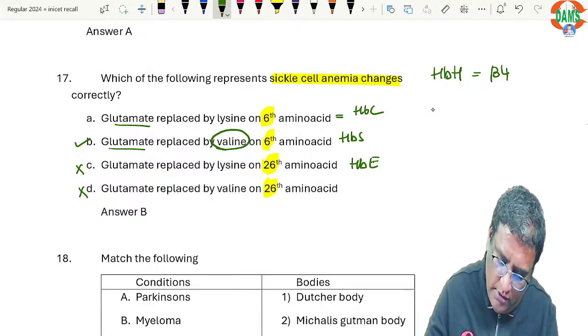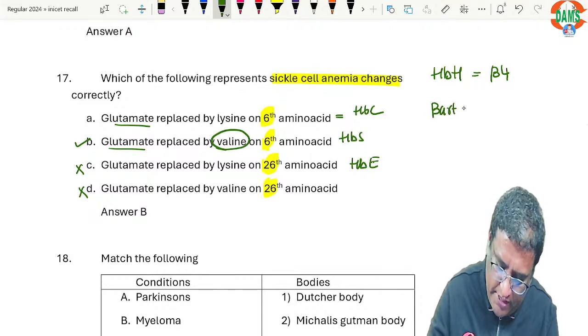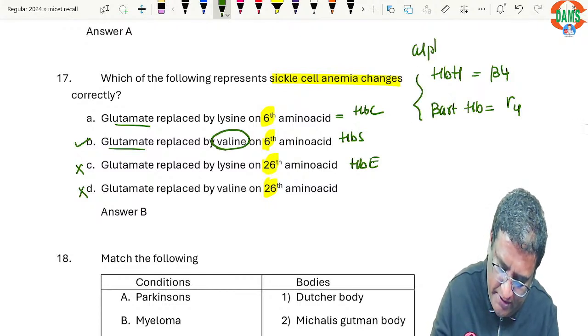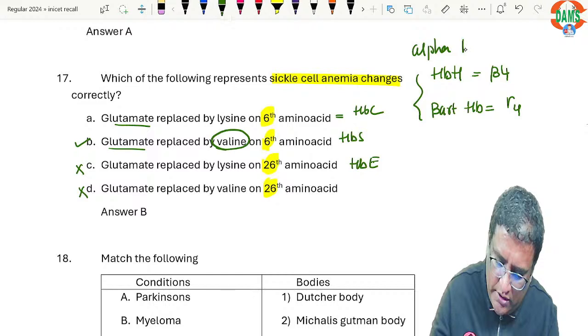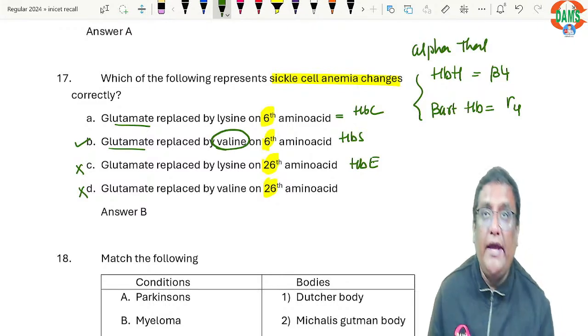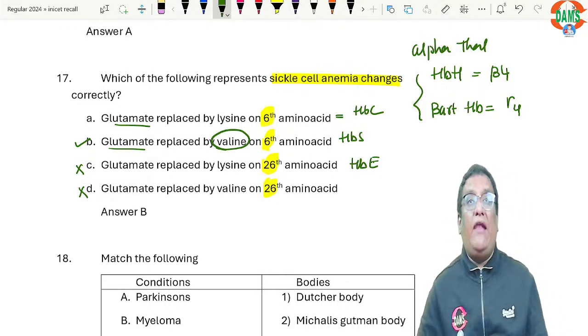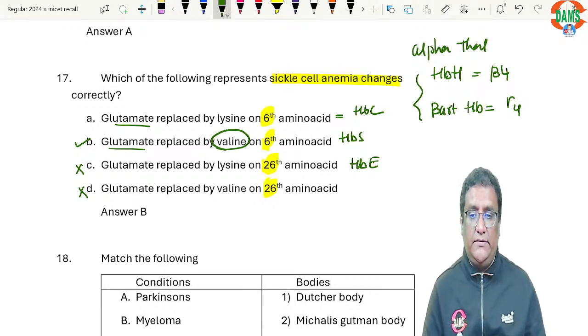There is one more, Bart hemoglobin. Bart hemoglobin is a gamma tetramer. Both of these are seen in alpha thalassemias, which are rare in India. In beta thalassemia, we see alpha tetramers, right? Yes.